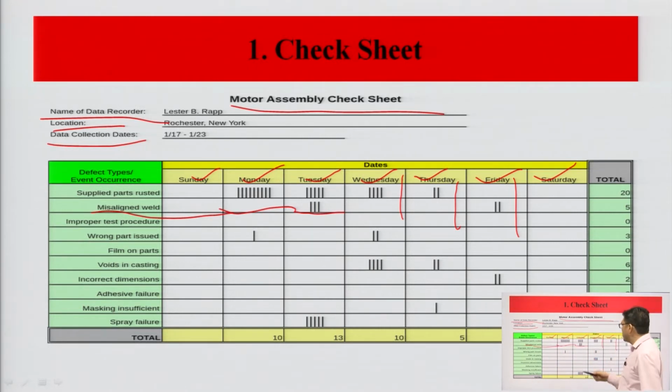So, we need to just check. If I say here the highest number of defects is 20, and that is about the supply part, rusted. So, we can identify the cause, that the maximum problem the company is facing is on the supplier side. Supplier issues are there, and we can identify that over there.